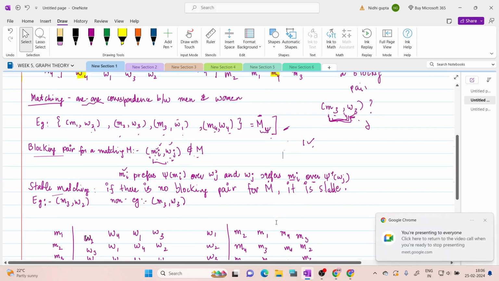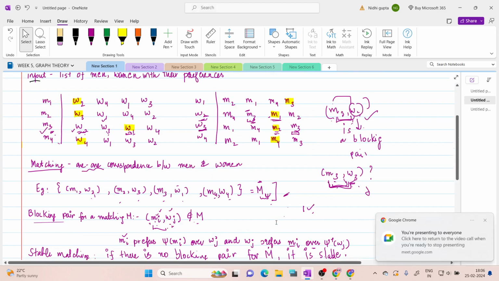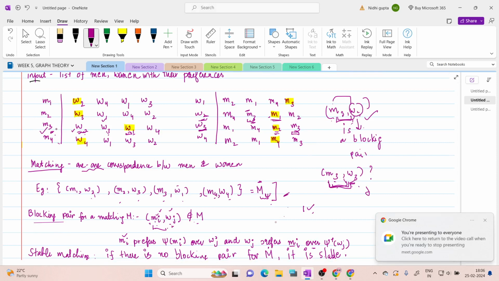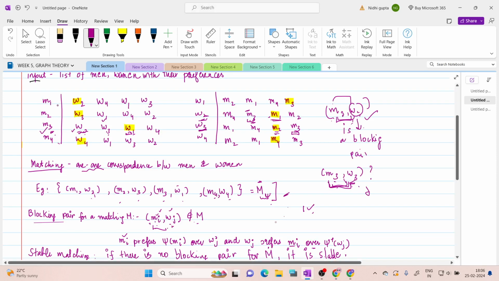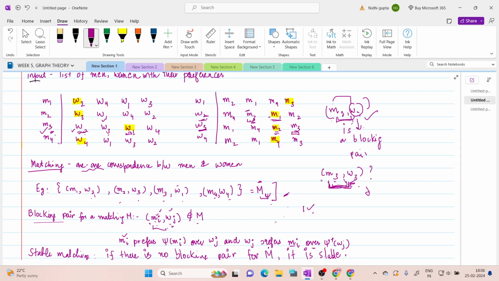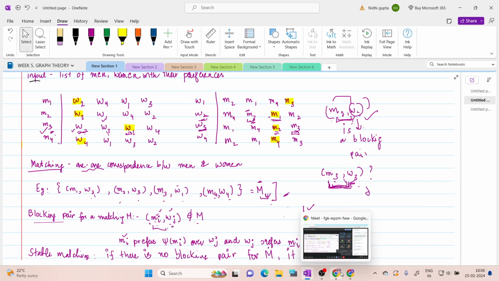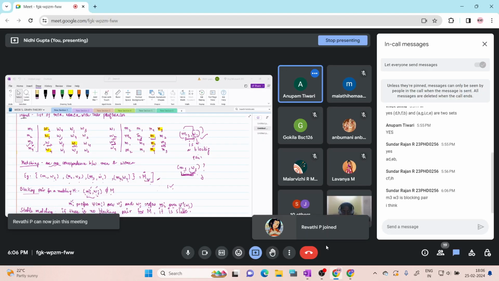If we say from the male side, M1's preference is W2. Similarly, M3 is also preferring W2. So here itself a dispute is there, so definitely M3 W3 is a blocking pair. What I understand, ma'am, is where the situation of conflict is there.